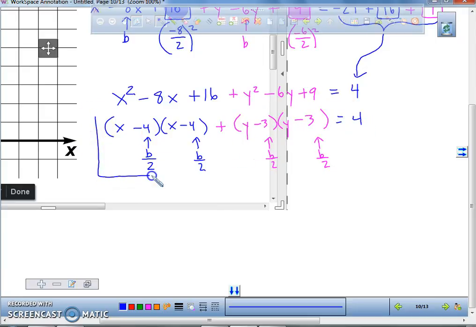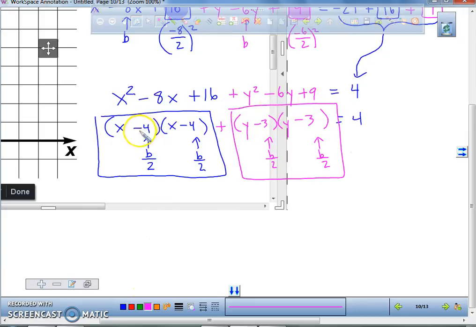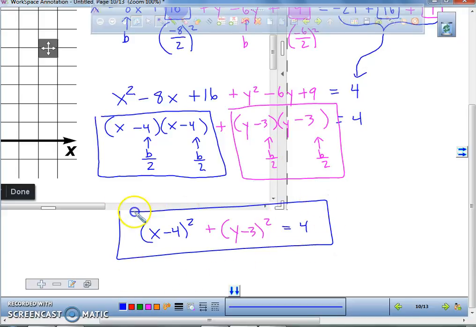We have about a minute left. I want you guys to understand what this becomes and what this becomes. X minus 4 times x minus 4 is x minus 4 squared. Y minus 3 and y minus 3 is y minus 3 squared. And that is all equal to a 4. And that right there is your equation. You have your h value, you have your k value, and you should know your radius.